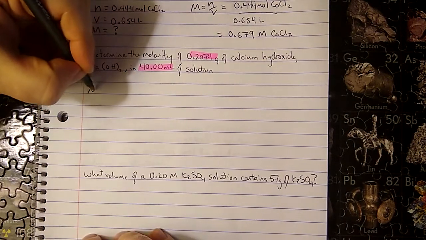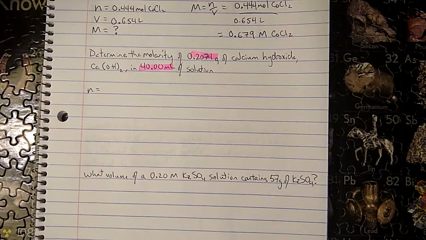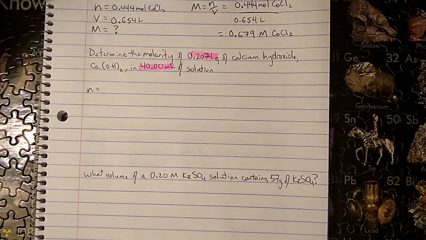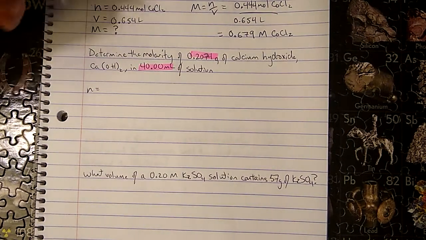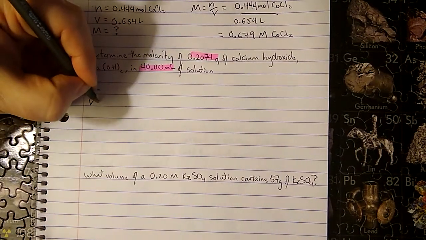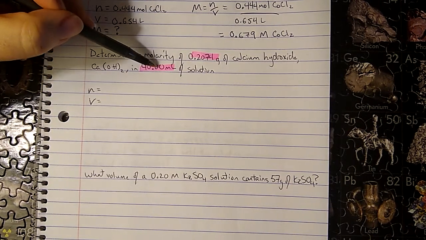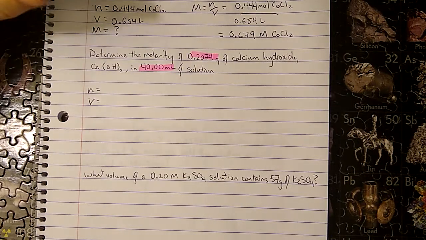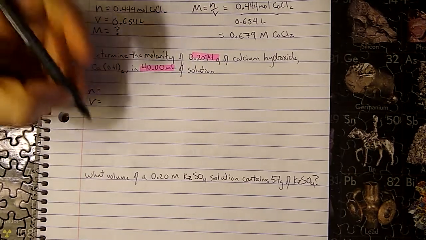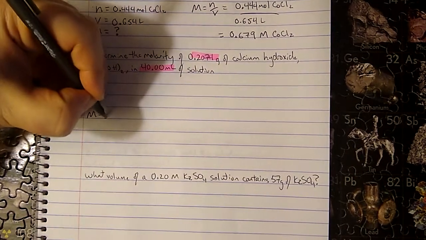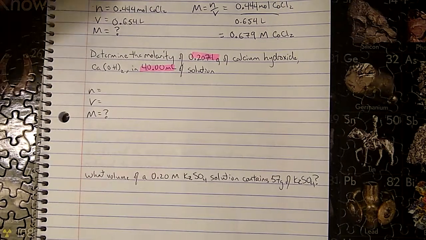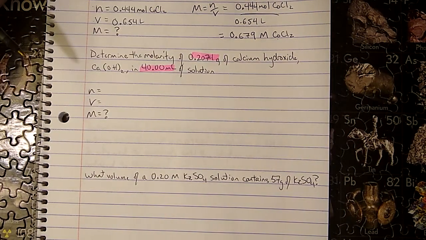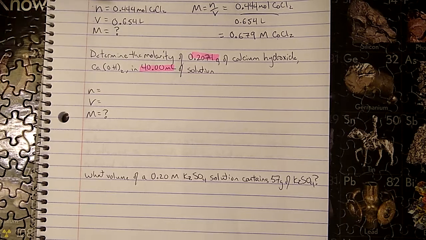The number of moles is unknown. The question does give us grams, but we don't have the number of moles, so we're going to have to convert to that. The volume, we have it, but it must be in liters. And again, this is not in liters, it's in milliliters. So we need to find that by converting. And once again, we are solving for molarity. So let's go ahead, do the conversions first, and then come back and solve for molarity.